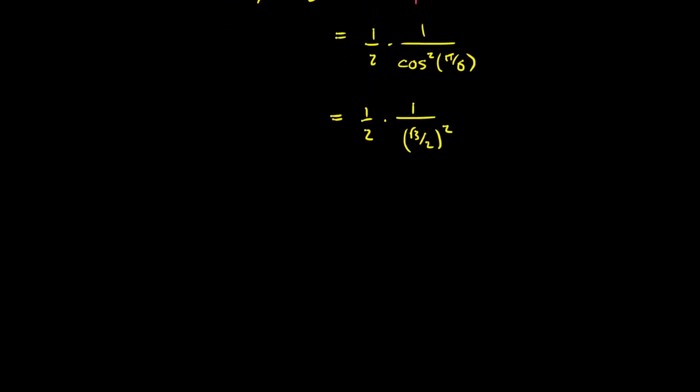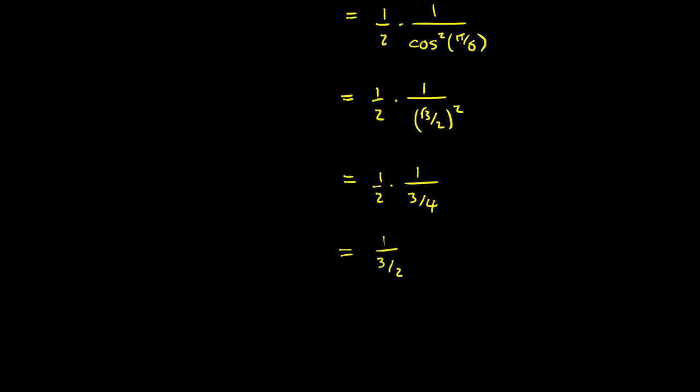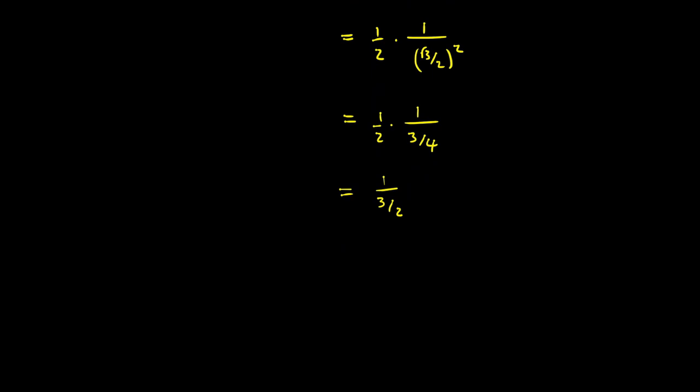And so then if we square that out, we're going to get a half times by 1 upon 3 upon 4, right? Because root 3 squared is 3, 2 squared is 4. So now if we multiply out the denominators, we get 1 times by 1, which is 1, and 2 times by 3/4 is 3 upon 2. So we get 1 upon 3 upon 2, and 1 upon 3 upon 2 is the same thing as 2/3.